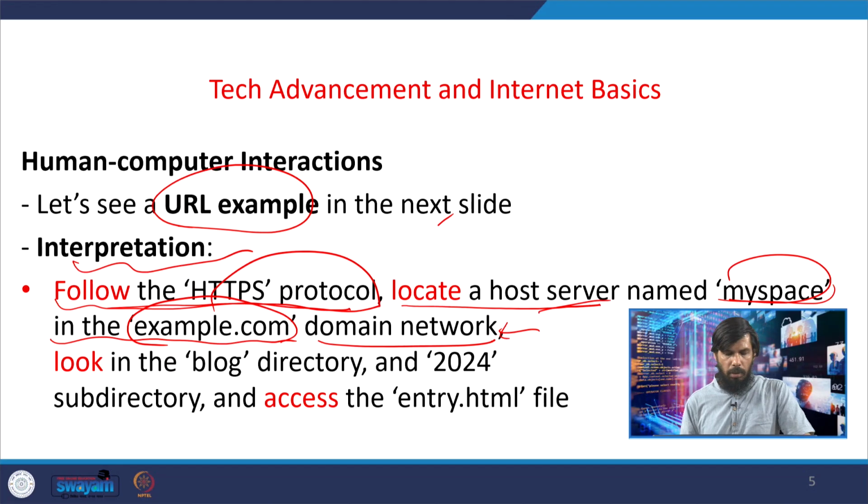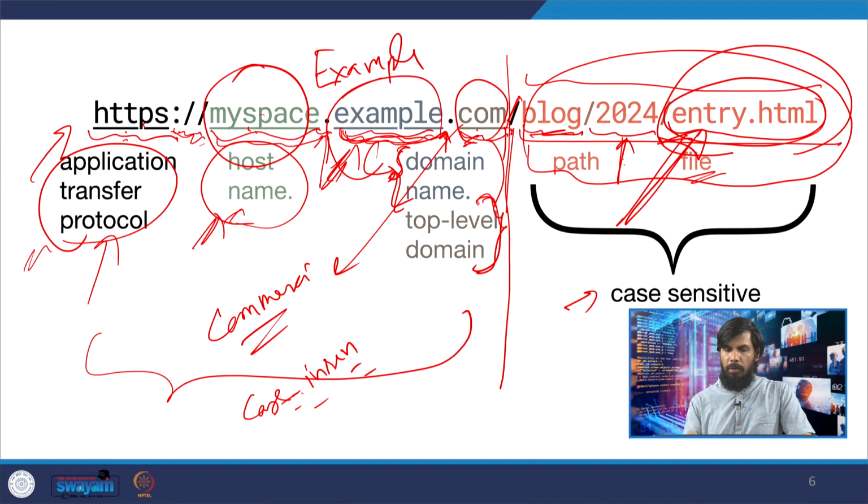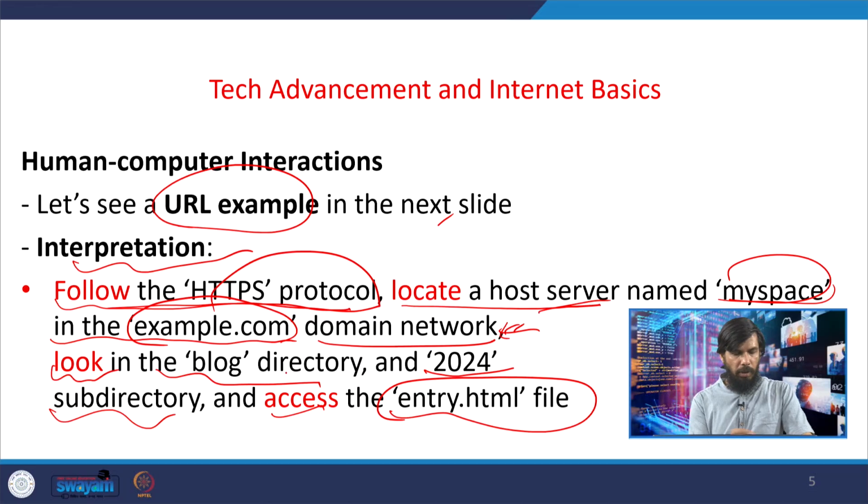So, the idea is to locate a host server in that example.com domain network, and then look in the block directory and 2024 subdirectory and access the entry.html file. So, look in the block directory, so essentially the path starts, right. And so, essentially in this way we can do interpretation of a URL. You can see the protocol is specified, the name of the server machine, the host, is specified, and the domain network of that host machine is specified, and then the path to the actual target resource.